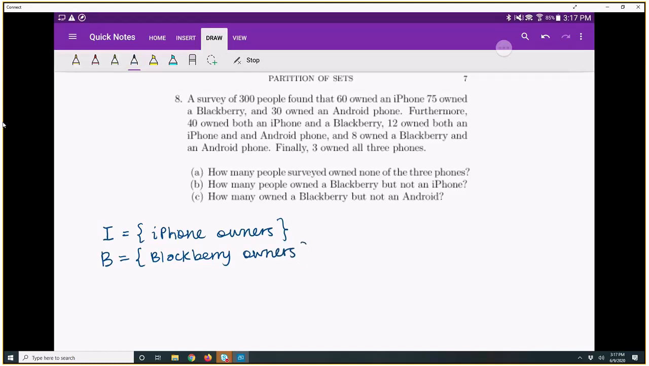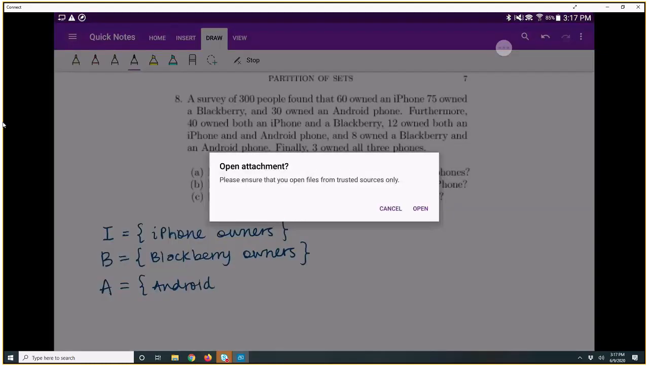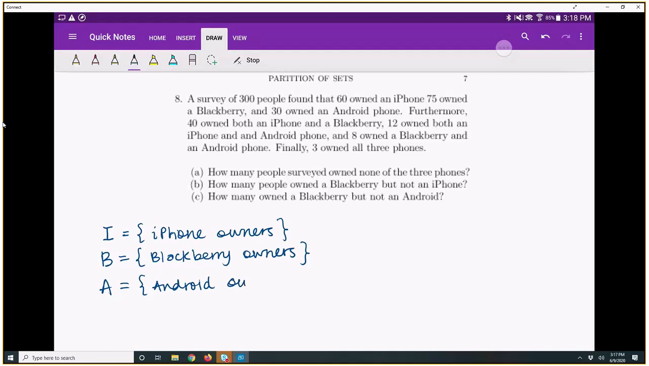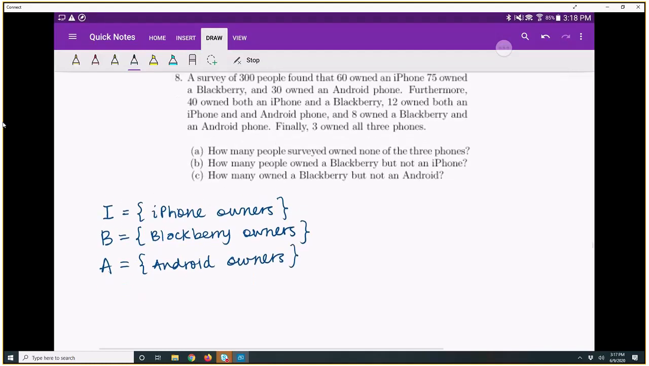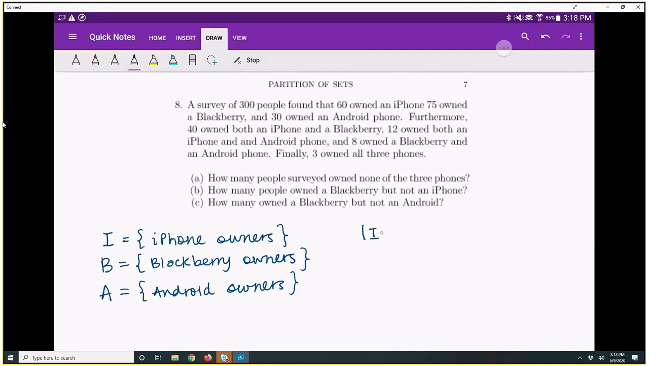And 30 own an Android. So I'm going to let capital B be BlackBerry owners and capital A be Android owners. So the cardinality of I is 75. That's given in the problem. The cardinality of I is 60. And the cardinality of B is 75. And then the cardinality of A is 30.